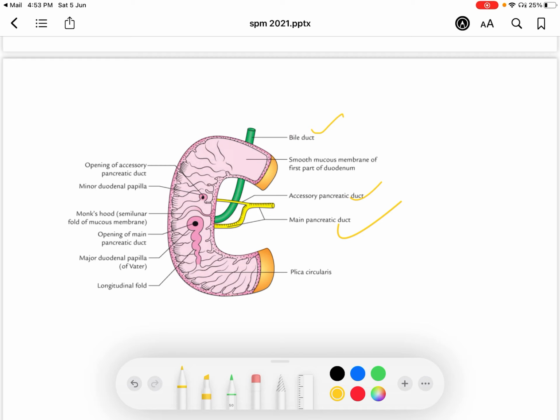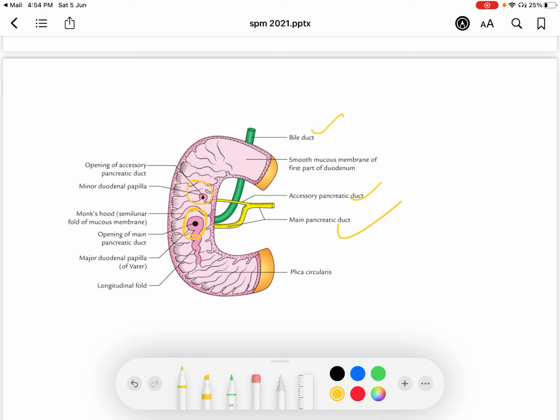this opening. This forms the major duodenal papilla, the ampulla of Vater, the opening of the ampulla of Vater, and this is the opening of the accessory pancreatic duct, the minor duodenal papilla. This major duodenal papilla lies 8 to 10 centimeters distal to the pylorus, and this minor duodenal papilla lies 2 centimeters proximal to the major duodenal papilla.